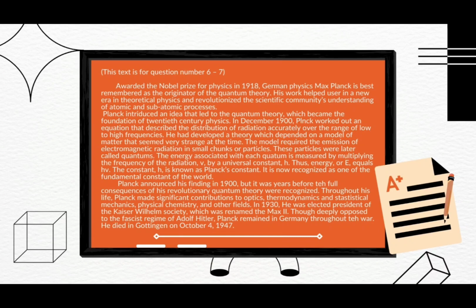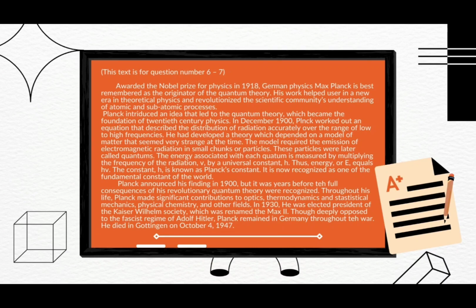He had developed a theory which depended on a model of matter that seemed very strange at the time. The model required the emission of electromagnetic radiation in small chunks or particles. These particles were later called quantums. The energy associated with each quantum is measured by multiplying the frequency of the radiation, v, by a universal constant, h. Thus, energy, or E, equals hv.